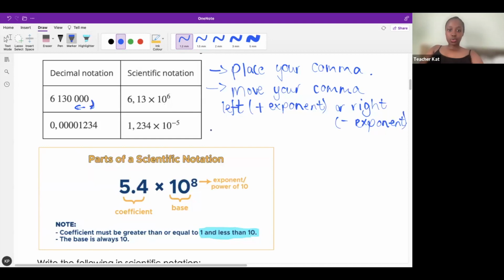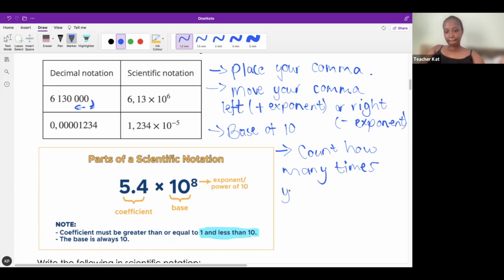Okay, so that's step 2. And then step 3 will be, firstly, you need a base of 10. So you put a base of 10. And finally, you count how many times you move the comma. There we go. So these are steps we can follow. Do you understand, guys? So let's look at my example now and see if what I'm saying is correct.